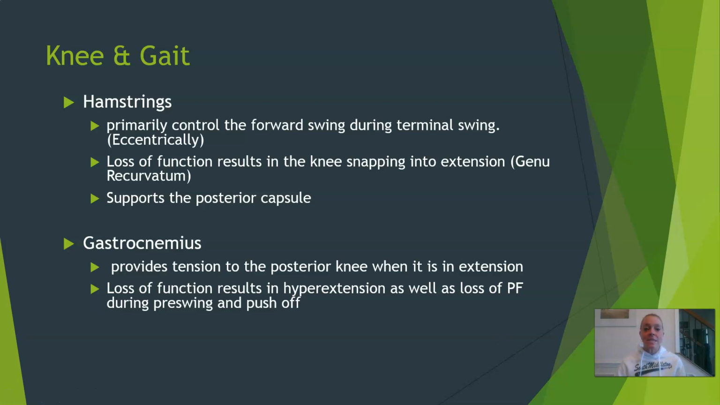Hamstrings are going to eccentrically control forward swing, right? Not letting that leg just snap out into full extension. The hamstrings also help to support the posterior capsule in stance. Gastroc, again, supports the posterior capsule in stance and full extension, and loss of function or weakness of the gastroc can result in some hyperextension as well as decreased push-off prior to swing.